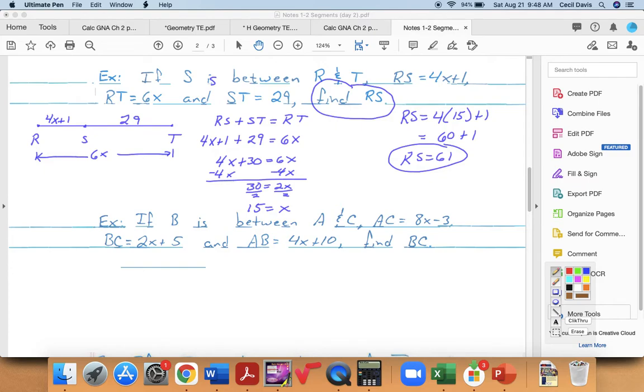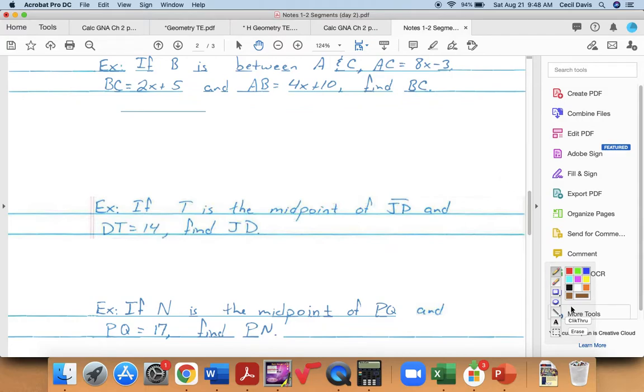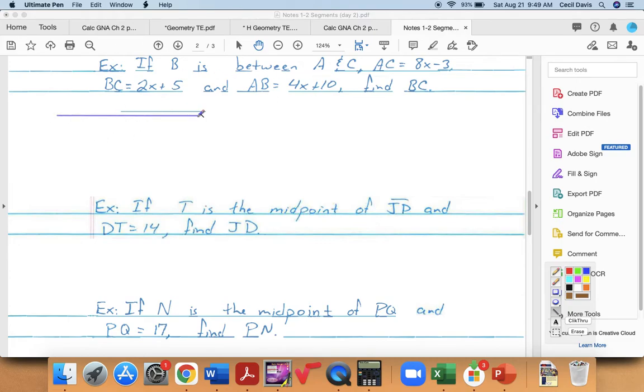Let's do one more like that. This one doesn't have any segment that just has a length. They're all in terms of x. They're all in terms of an algebraic expression. So let's do that. So it says B is between A and C. All right. So that means I need a segment. So B is somewhere between A and C.